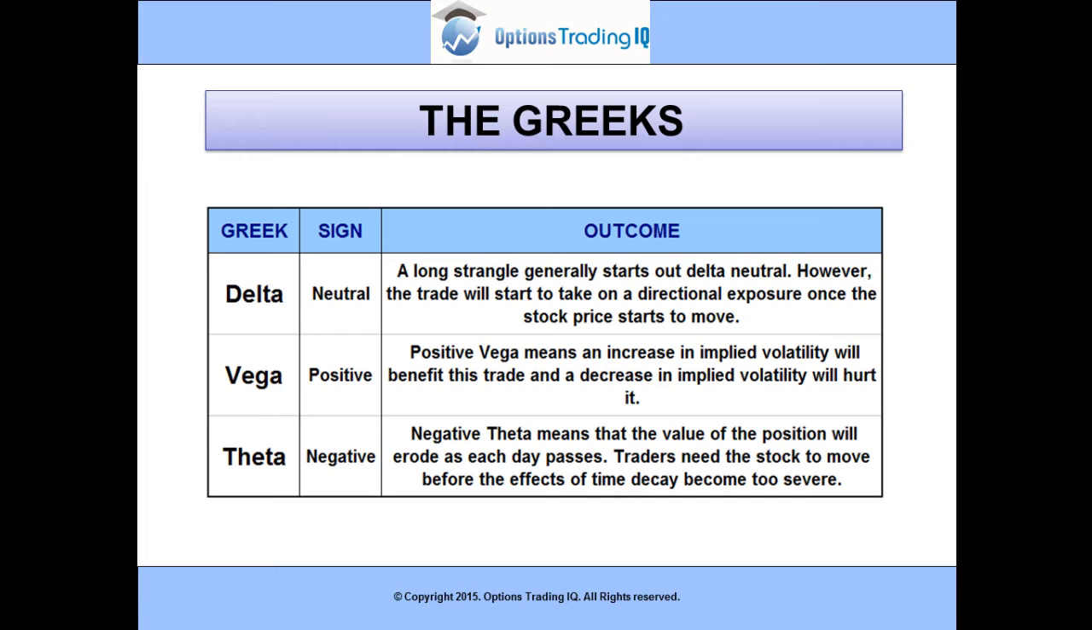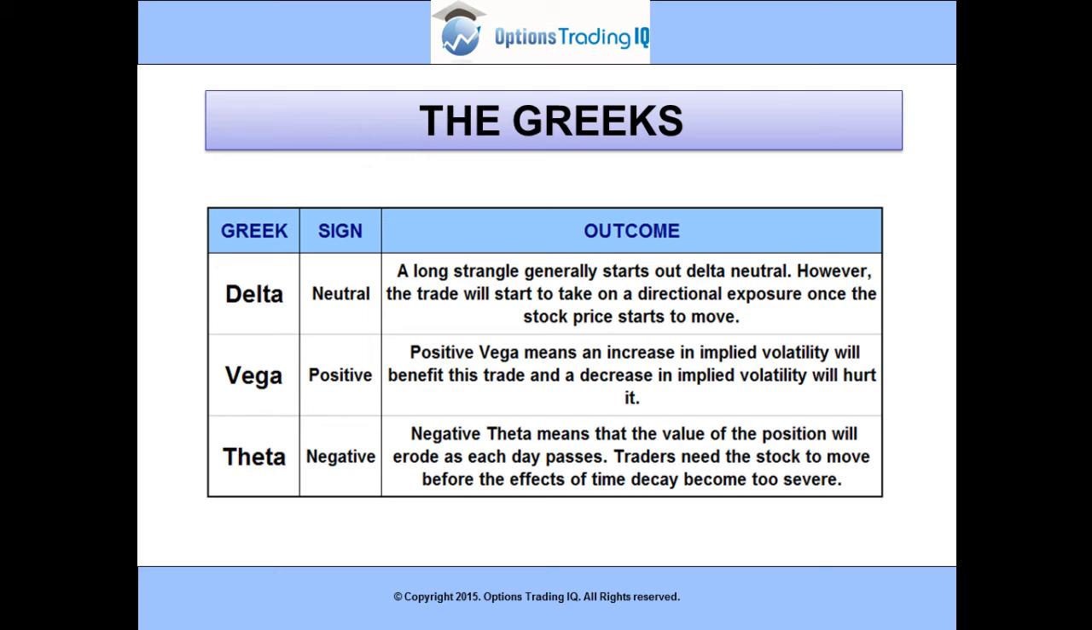So the Greeks, really important when trading options to know about the Greeks. So the Greeks of a long strangle, the delta, typically going to be neutral for a long strangle trade. So it starts out delta neutral, however the trade will start to take on additional directional exposure once the stock price starts to move. So if the stock price moves up, you're going to continue to pick up delta on the upside. Same if it goes on the downside, you're going to move away from that neutral position.